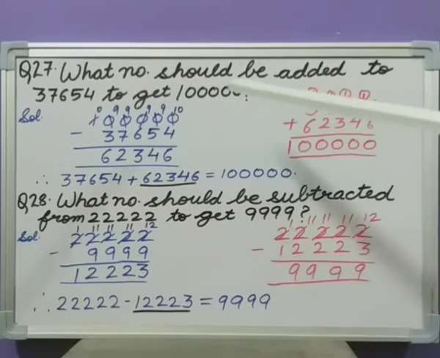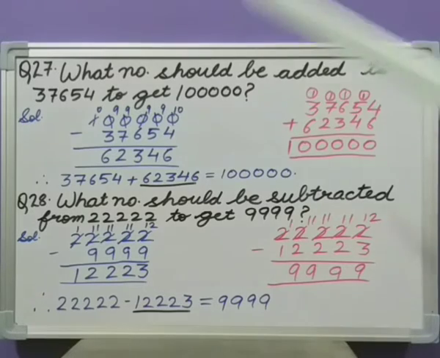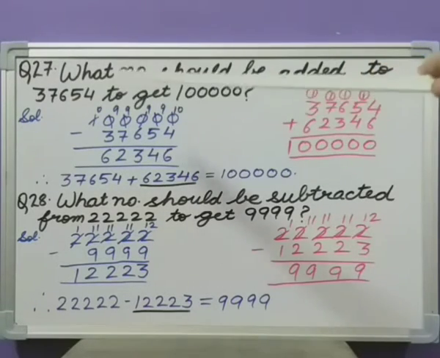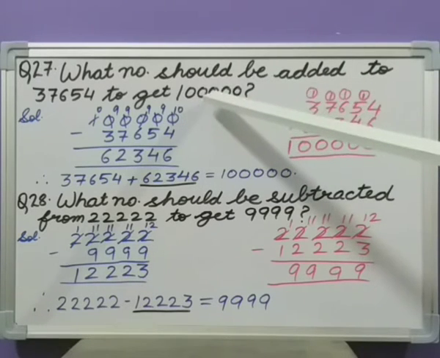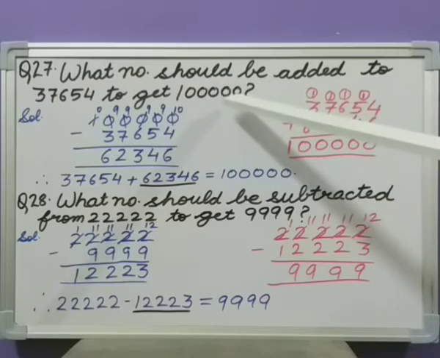37,654 to get 1 lakh? Now there is a number. When we add that number to 37,654, the sum will be 1 lakh. How can we find out that? If we need to add it, so it will definitely be less than this number. And how much less?